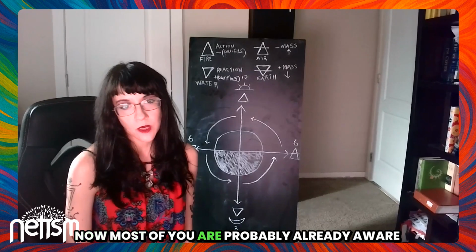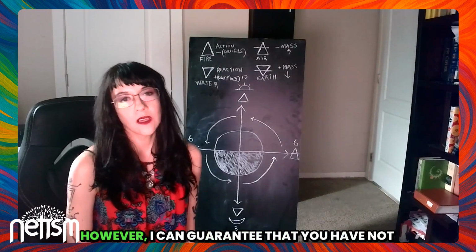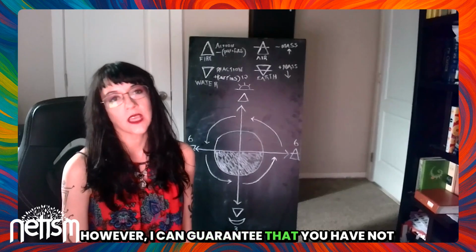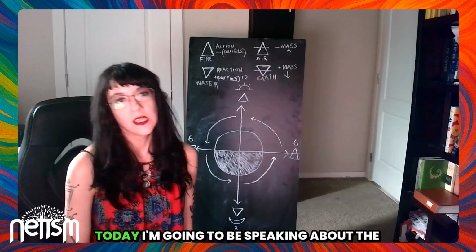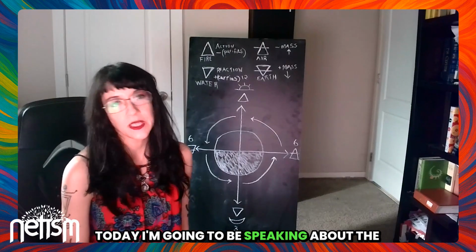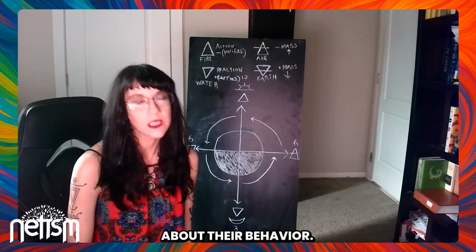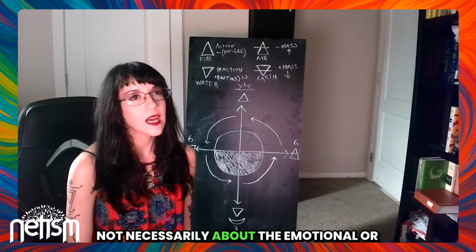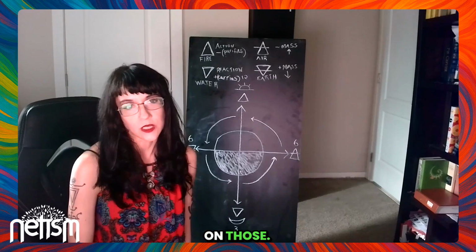Now, most of you are probably already aware of the four alchemical elements. However, I can guarantee that you have not heard them like I'm going to explain them today. Today, I'm going to be speaking about the physical properties behind the elements, about their behavior, not necessarily about the emotional or psychological traits, although I will touch on those.